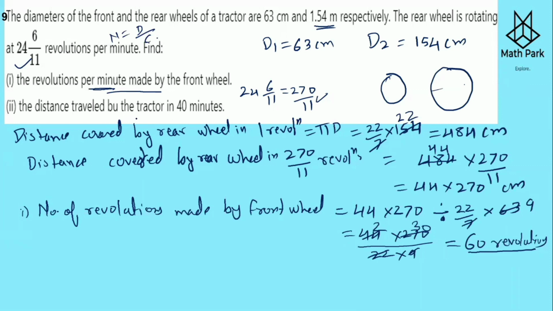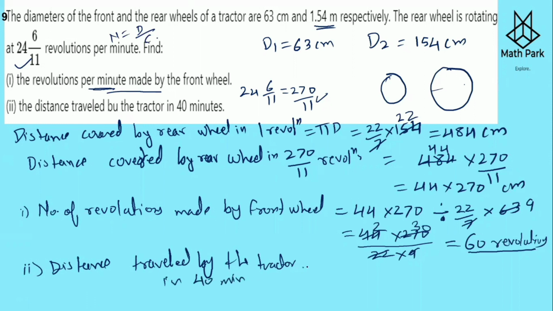Now we know that the distance traveled in 1 minute is found out as 44 into 270. So the distance traveled by the tractor in 40 minutes is equal to 40 multiplied by the distance traveled in 1 minute, which was 44 into 270.